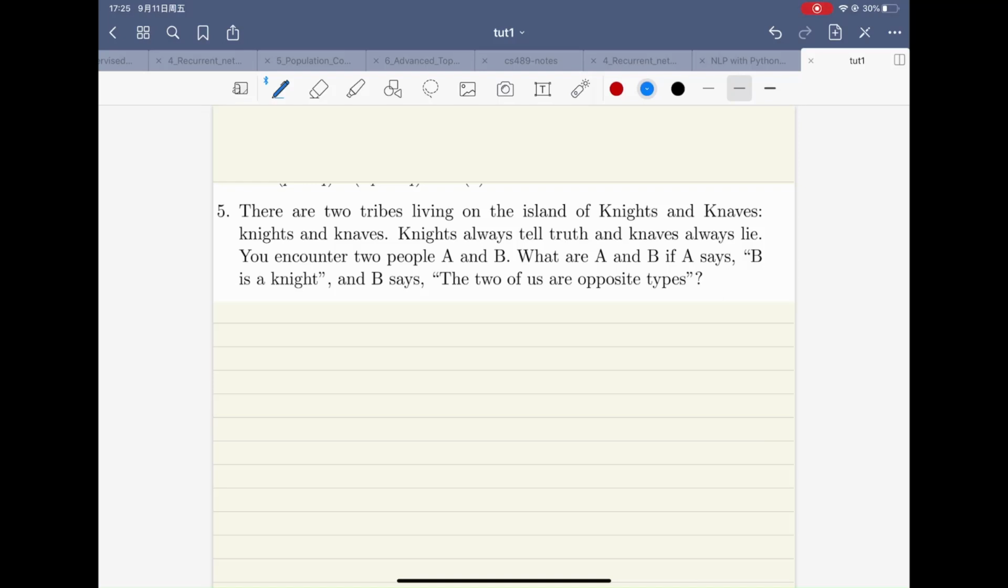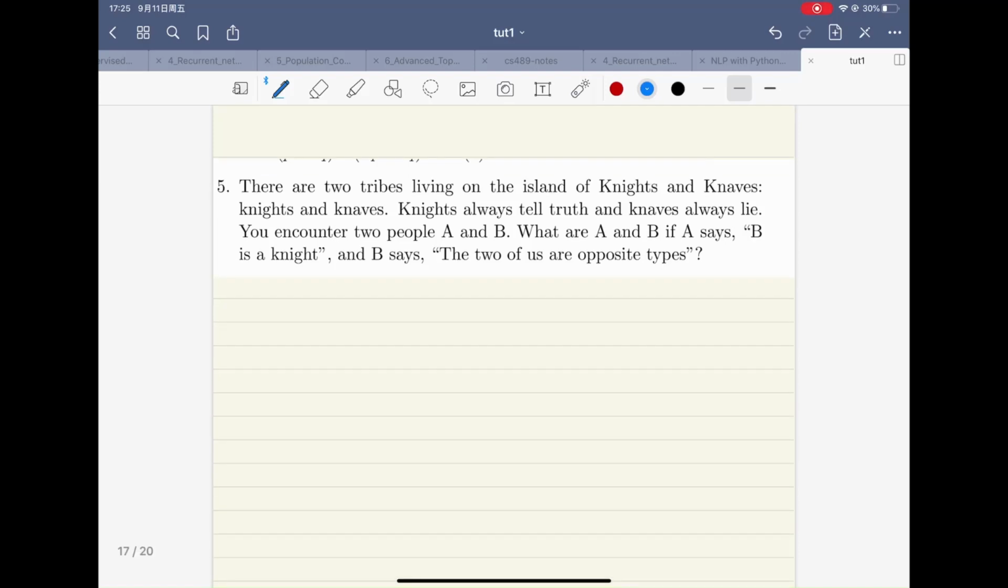Both question 5 and 6 are logical puzzles. Let's see question 5 first. It's a story about knights and knaves. There are two tribes living on the island, knights and knaves. Knights always tell the truth, and the knaves always lie. You encounter two people, A and B. What are A and B if A says B is a knight, and B says the two of us are opposite types?